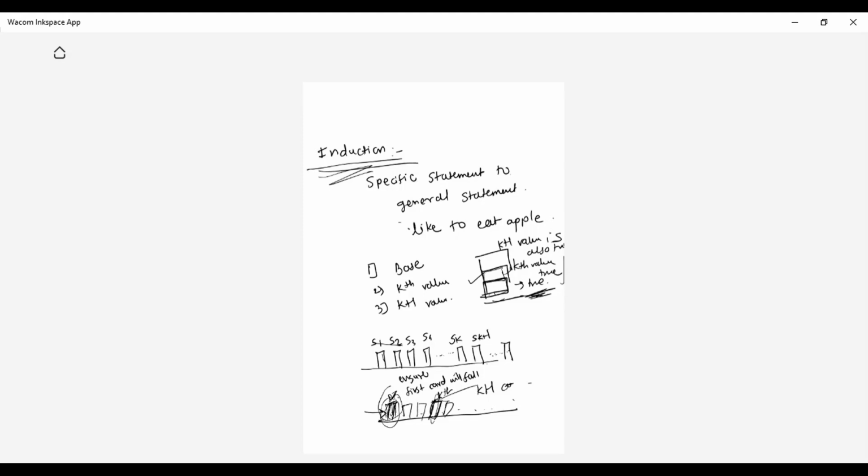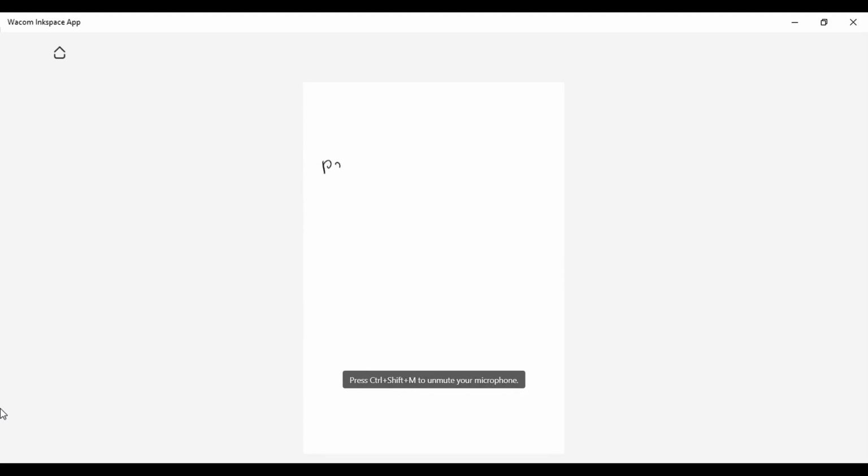So we'll write principle of mathematical induction.